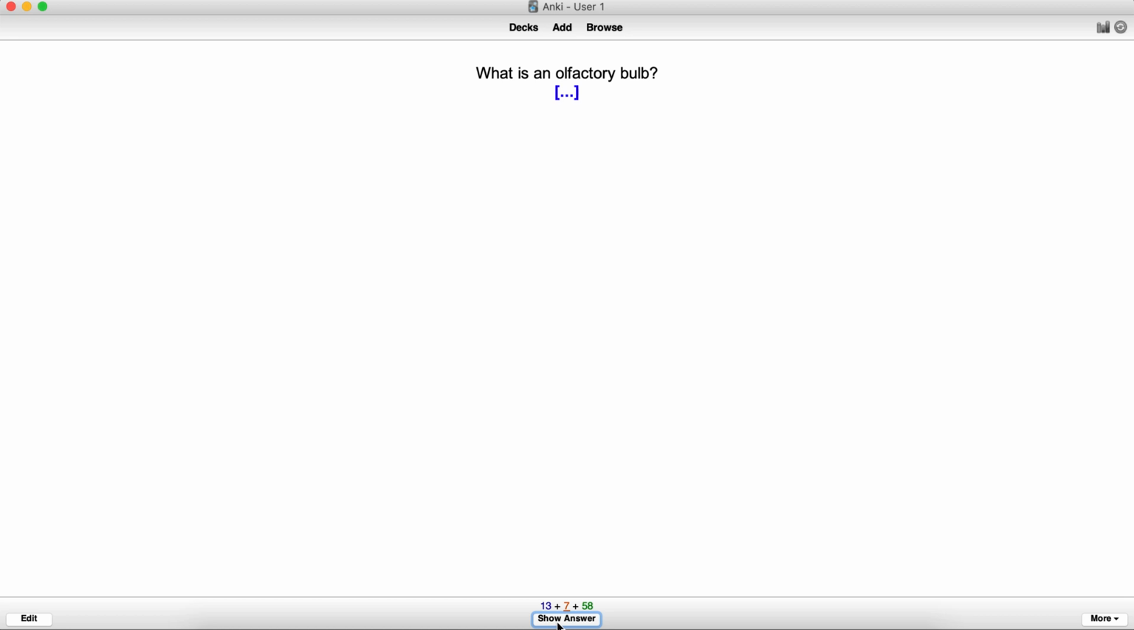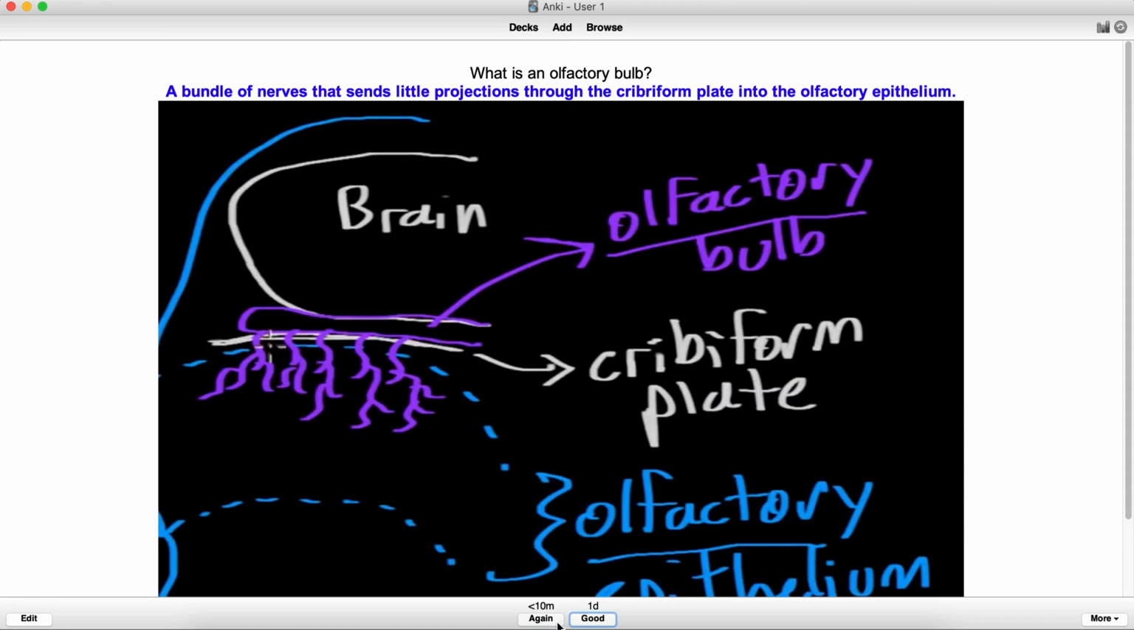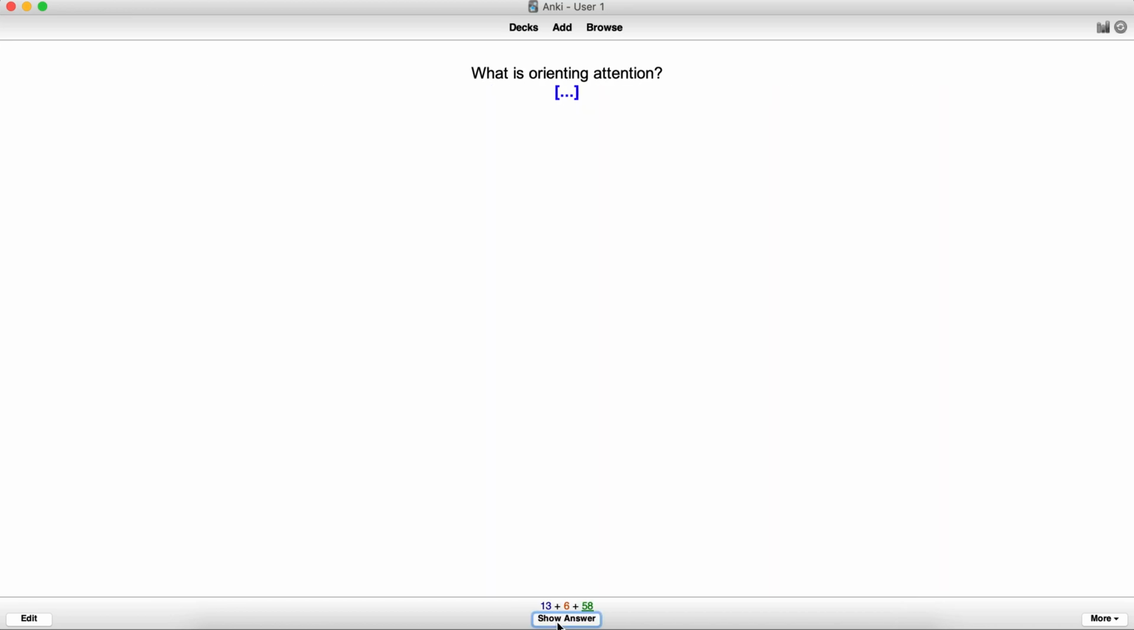Olfactory bulb is an accessory olfactory bulb located above the cribriform plate that sends projections through the cribriform plate into the olfactory epithelium. Orienting attention is when you shift attention from one object to another object, driven by acetylcholine secreted from the basal forebrain.